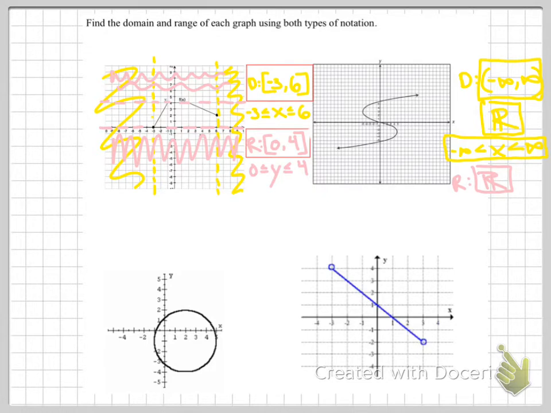Next, fence in your circle. I'm looking at the circle graph. What's the furthest left it goes? What's the furthest right it goes? See if you can answer domain. So fence, ask yourself, is that a solid dot or a hollow dot? Is that included or excluded?